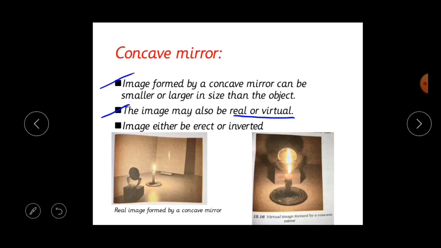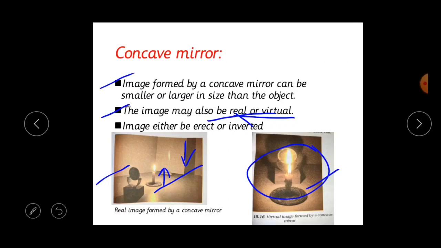Of course, the image is either erect or inverted. If the image is real, it will form an inverted image. If the image is virtual, it will form an erect image, isn't it? Here you can see in the pictures, a real image formed by a concave mirror. Here it is forming on the screen, means it is a real image. Here is a virtual image formed by a concave mirror. Here we are not getting the image on the screen, it is directly on the mirror, means it is erect, it is not inverted. Here you can see the image, it is inverted. Here the candle is upright, but here it is getting downward, means it is inverted.